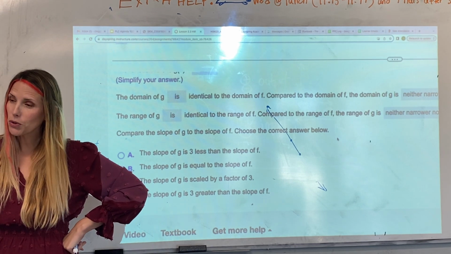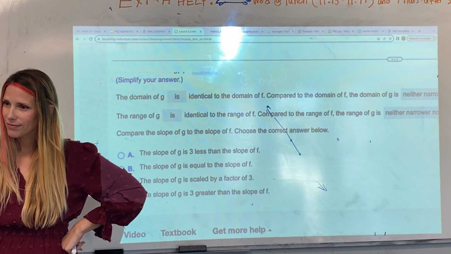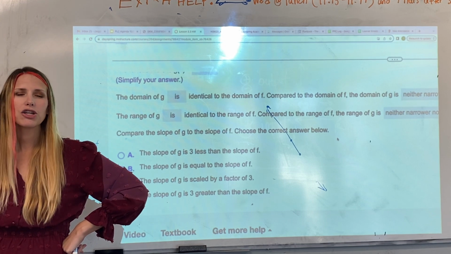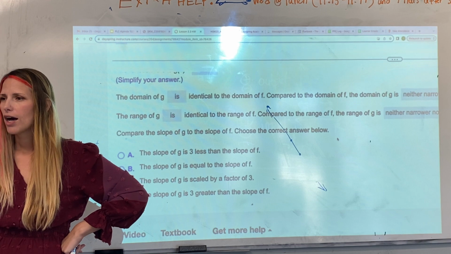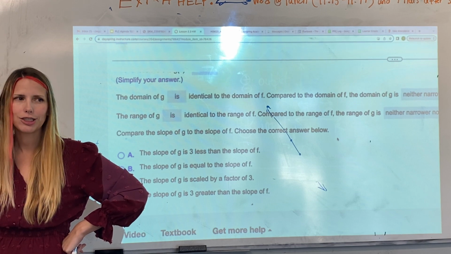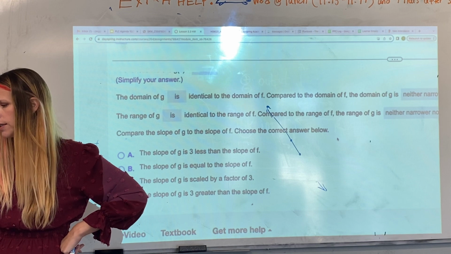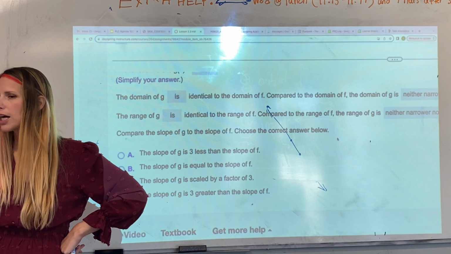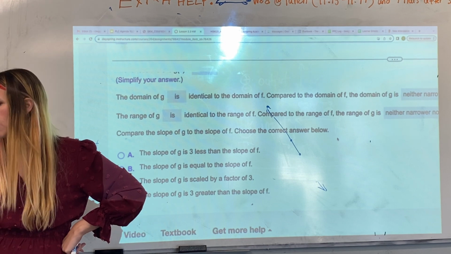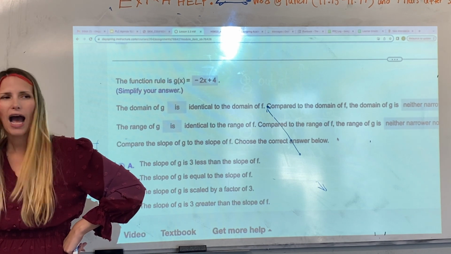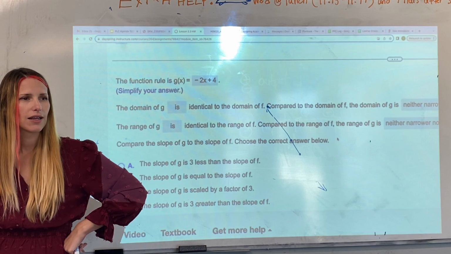I don't know. Let's go with a fraction. Compare the slopes of those two lines that we just drew. It's not the fraction one, it's always a fraction. Compare the slopes. B. Why? Because it's comparing the slopes.